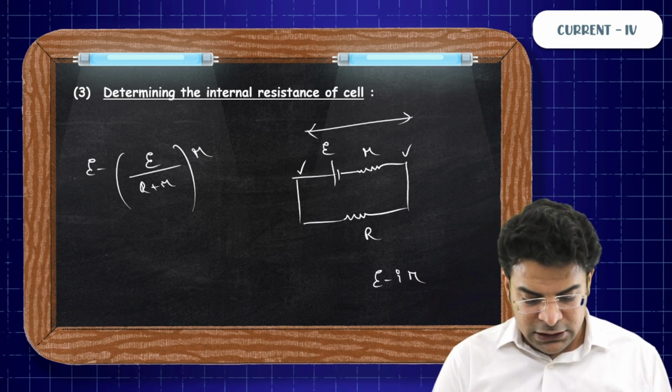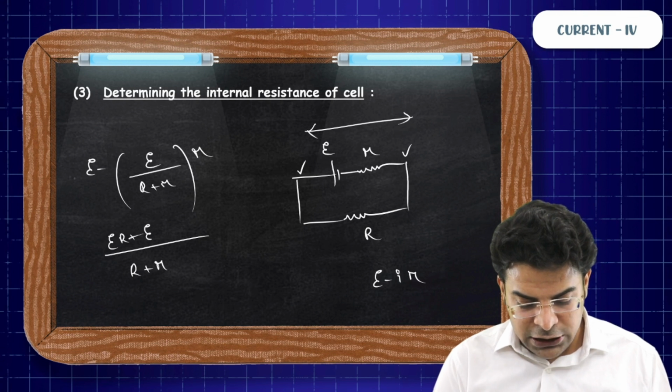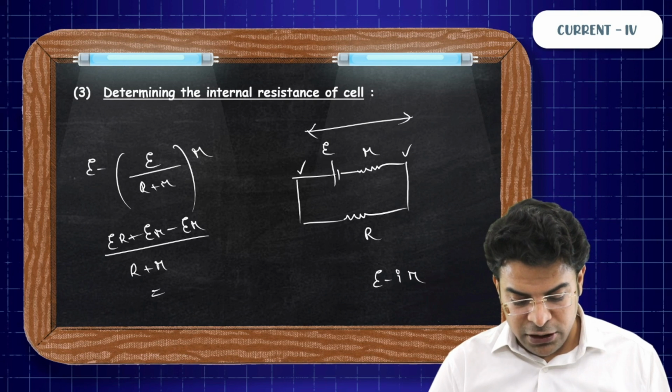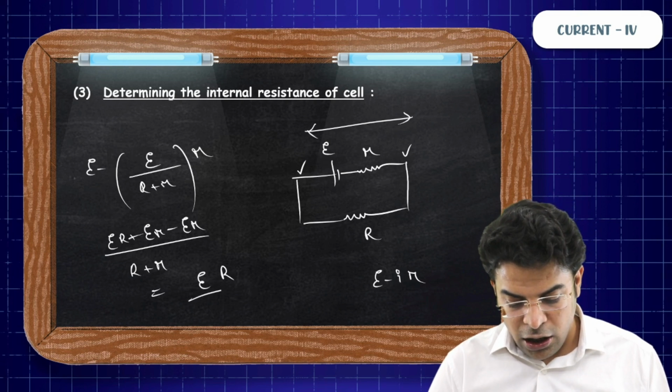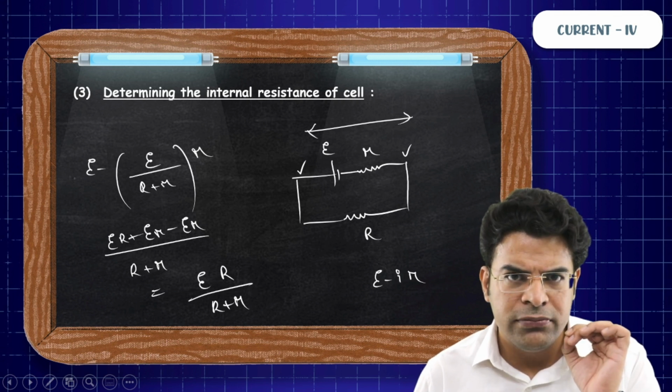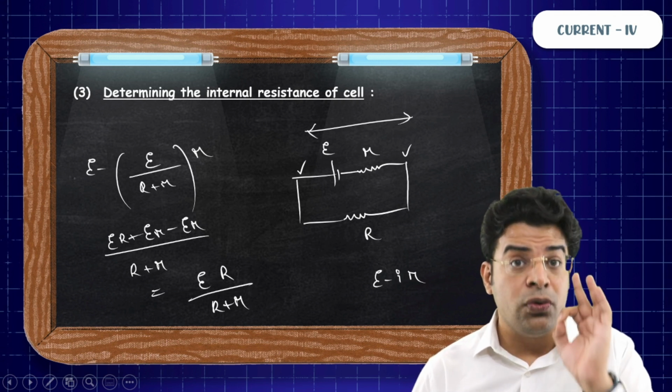So what they get is, taking the common denominator as r plus R, they will write ER plus Er minus Er upon (R plus r). So that becomes, kids, ER upon (R plus r). Now this took you some time. Even if 10 seconds, it took you some time.